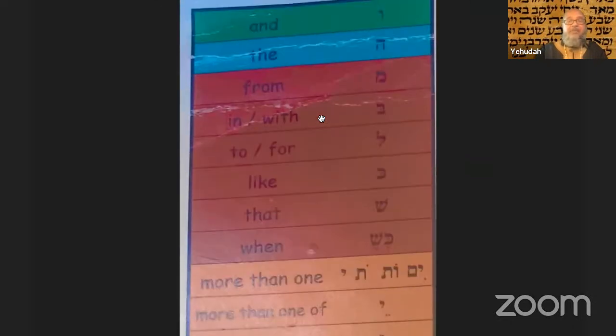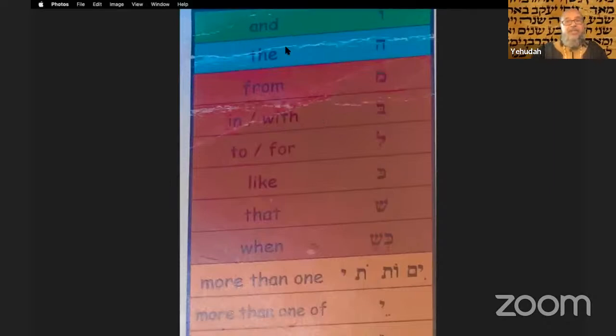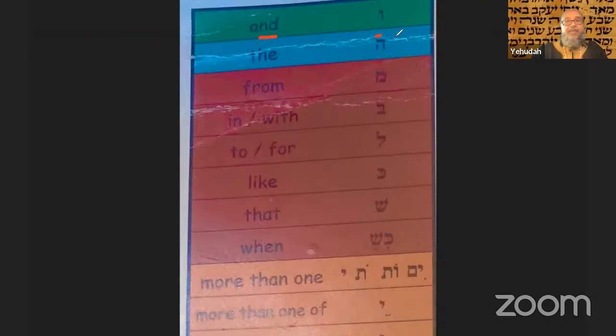Okay, so for example, this one here is represented by the wa. This is the hey, okay? And all these are prepositions that are added on to the front of your 3-letter root. So these letters are going to be able to tell you that. So when you look at something, you want to first say, okay, what is the 3-letter root? Is it an aleph and shin and a resh?